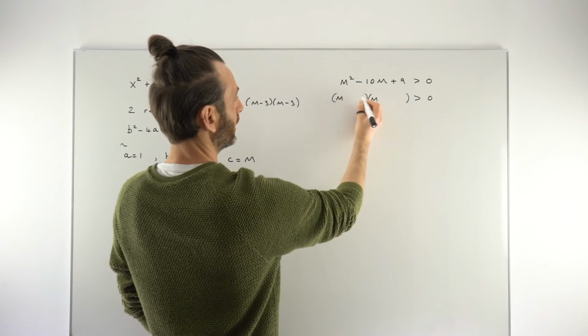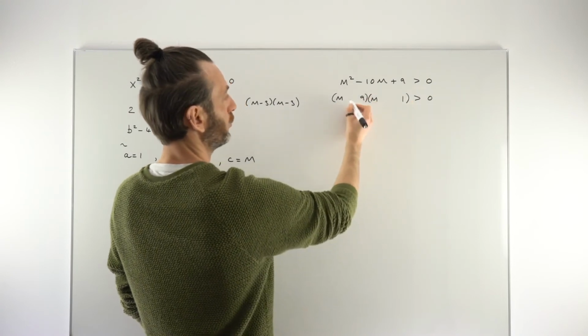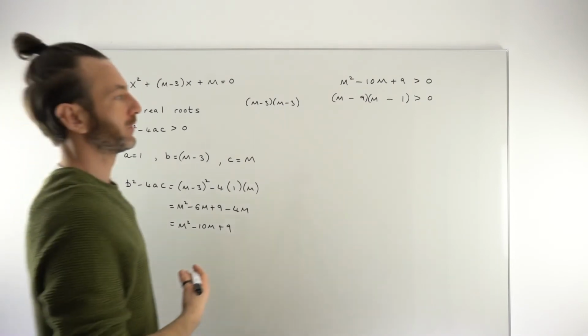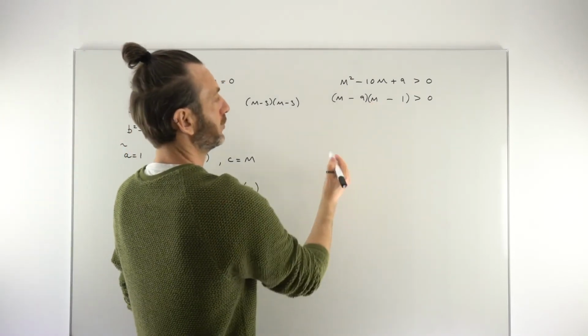So we factorize, we'll need an m and an m, a 9 and a 1 will do the job here, and a minus and a minus. So the way you need to think about these is not just to split it off into two mini equations.